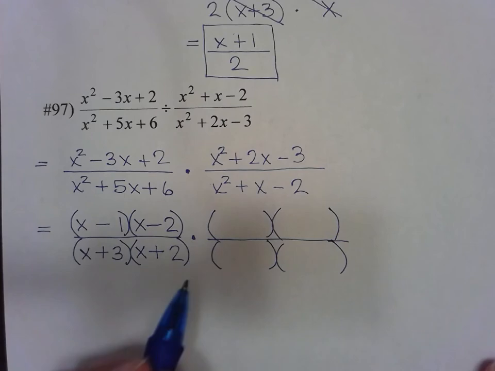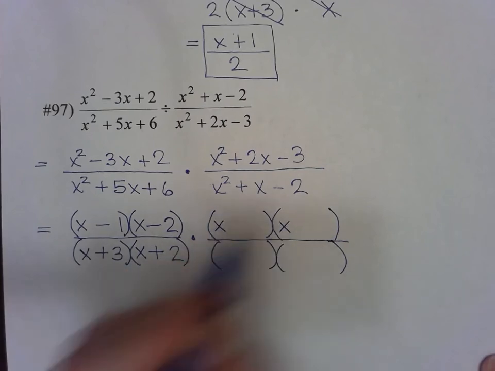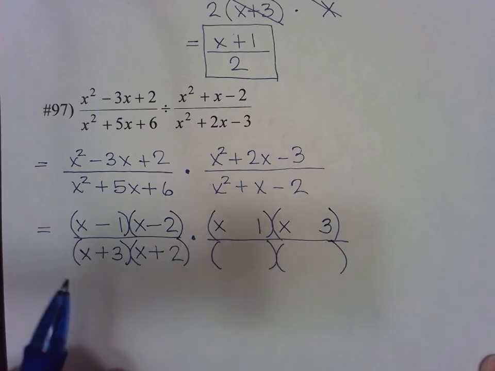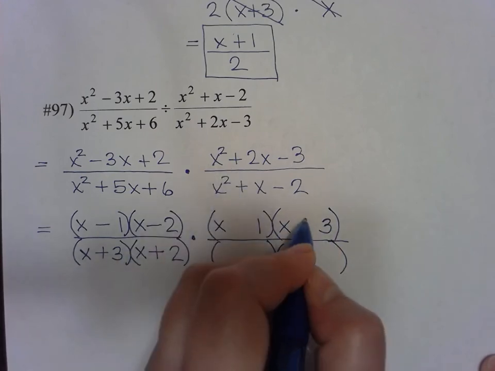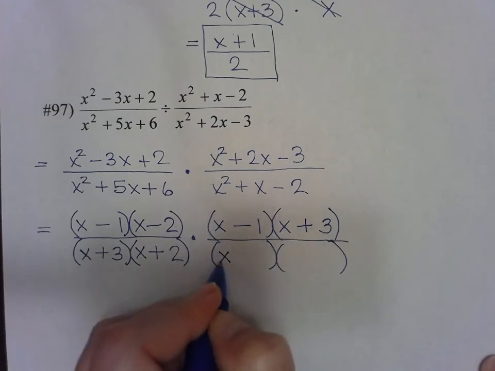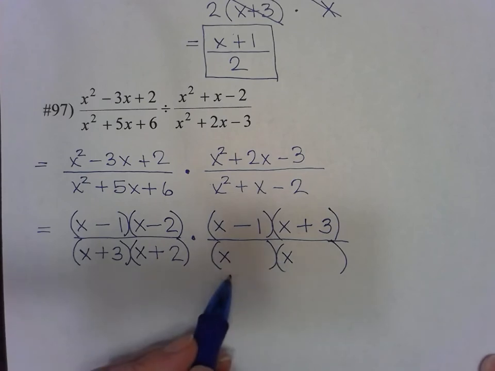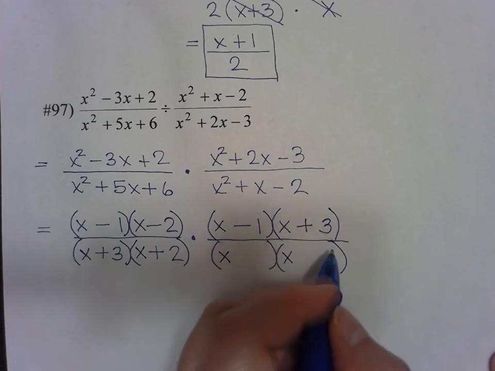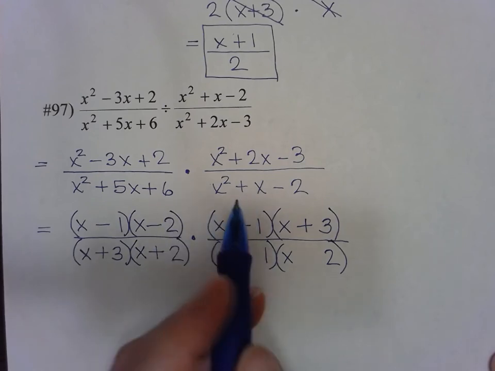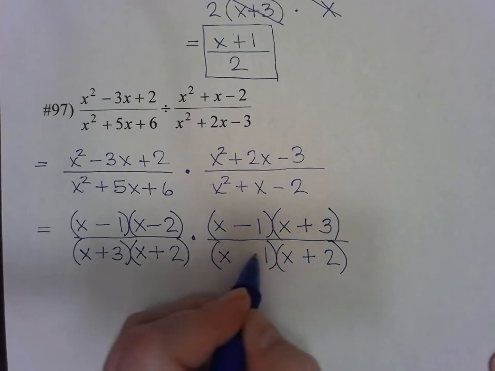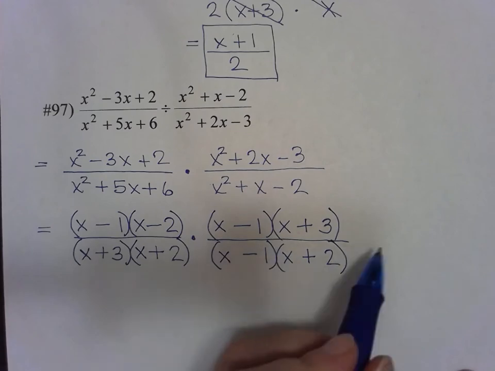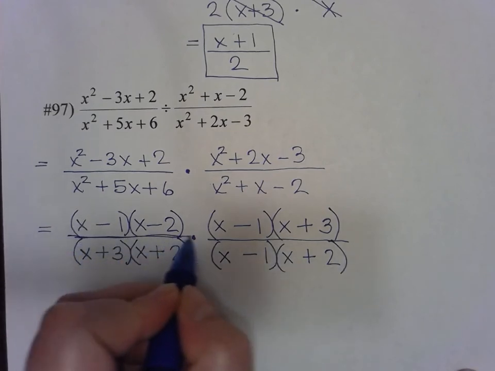Okay, for the second fraction, we want 3 and 1. This is a positive 2, so I want positive 3 and negative 1. In the bottom of the second fraction, I need 2 and 1. And this is a positive 1 in the middle, so I want the 2 to be positive and the 1 to be negative.